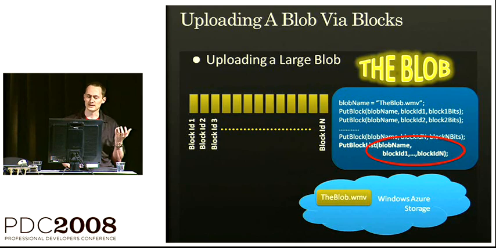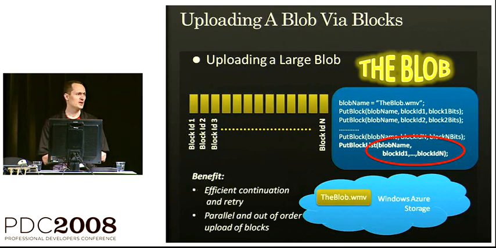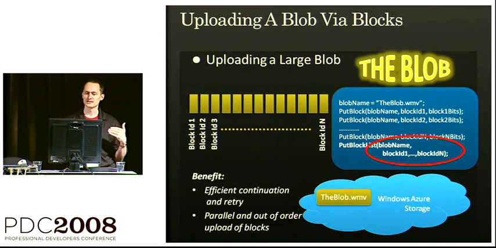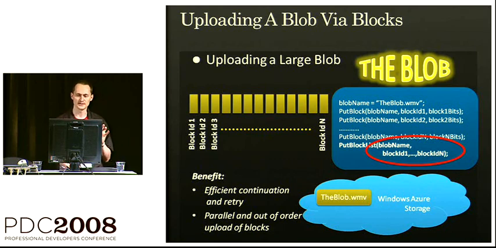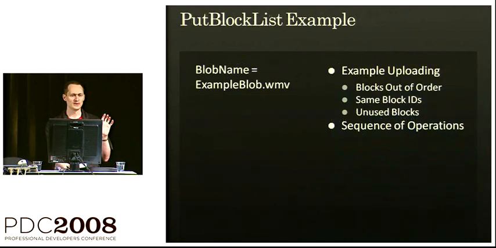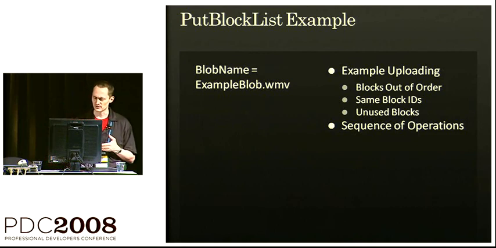And the advantage of doing this is that we get efficient continuation on retry, as well as you can even upload the blocks in parallel or out of order. Now let me dive into this in a little bit more detail to show a few things. So we're going to go through an example where we have a blob called example blob. And there's three things I want to show with the example. One is uploading blocks out of order, uploading blocks with the same block ID, and uploading unused blocks, and the effects of those three scenarios.